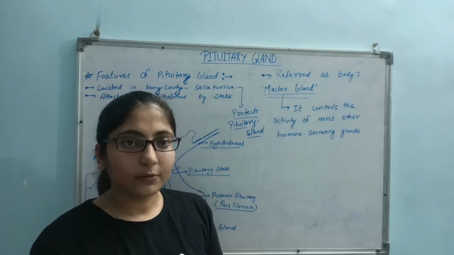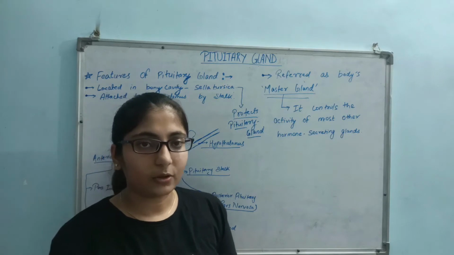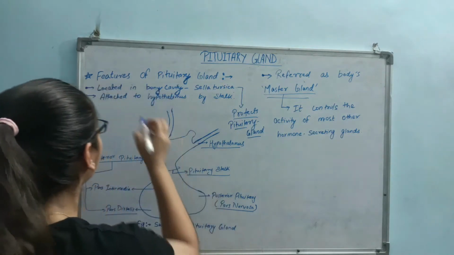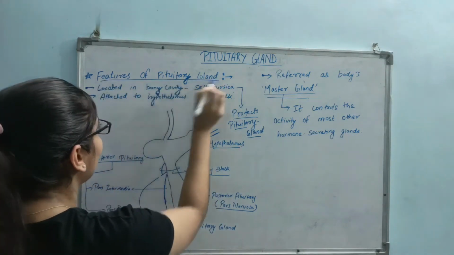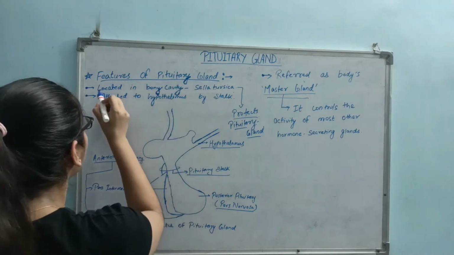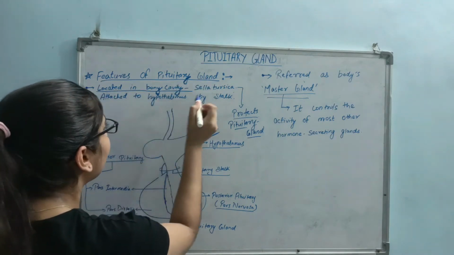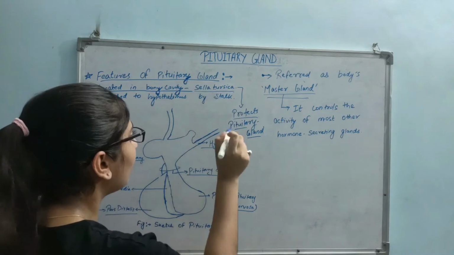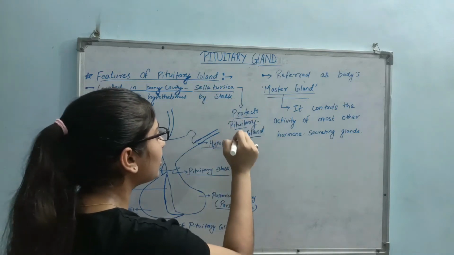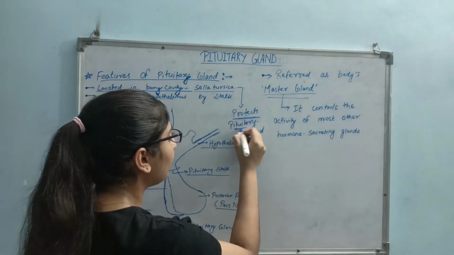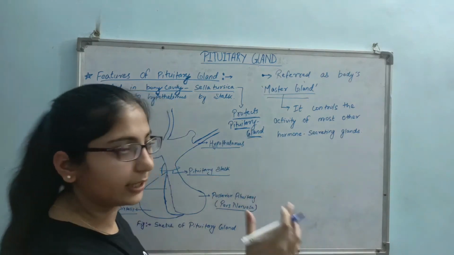This video, today we will study the pituitary gland. So let's start. Now what are the features of the pituitary gland? First feature is it is located in a bony cavity named sella turcica. Now what is the function of sella turcica here? It protects our pituitary gland because it is very delicate.